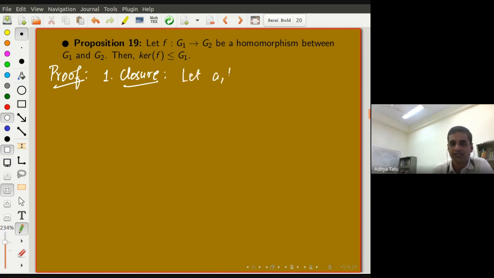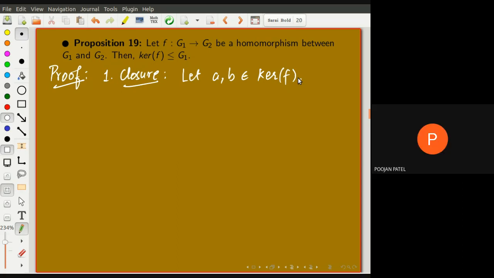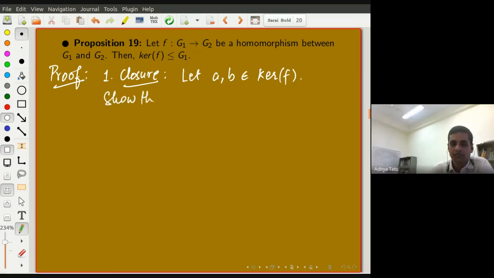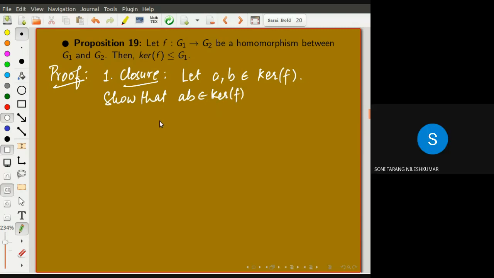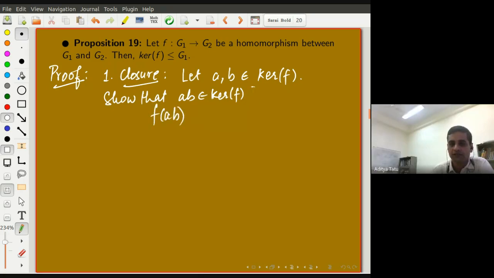Let's take two elements A and B in the kernel of F. Then, what do I need to show in order to show that this is closed? That AB also belongs to the kernel. Right. Show that AB belongs to the kernel of F. Now, what does it mean for AB to be in the kernel of F? So f of AB is equal to identity. That is what we have to show, right? So how will we show that?